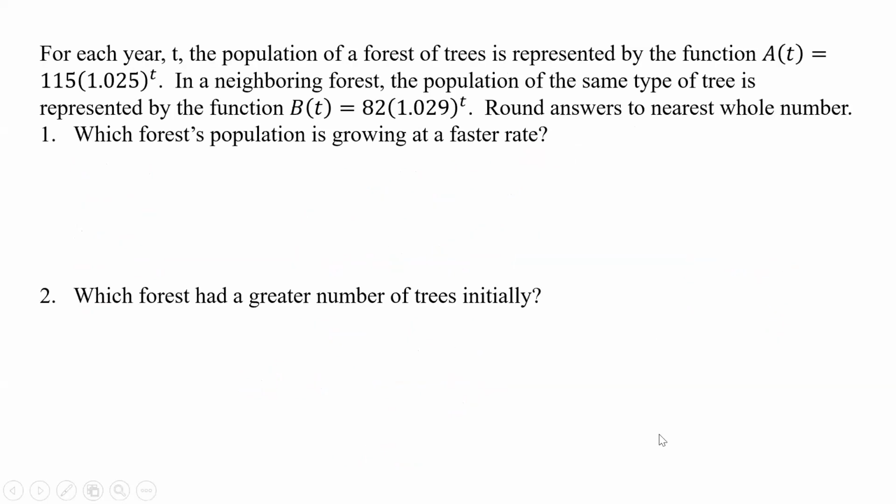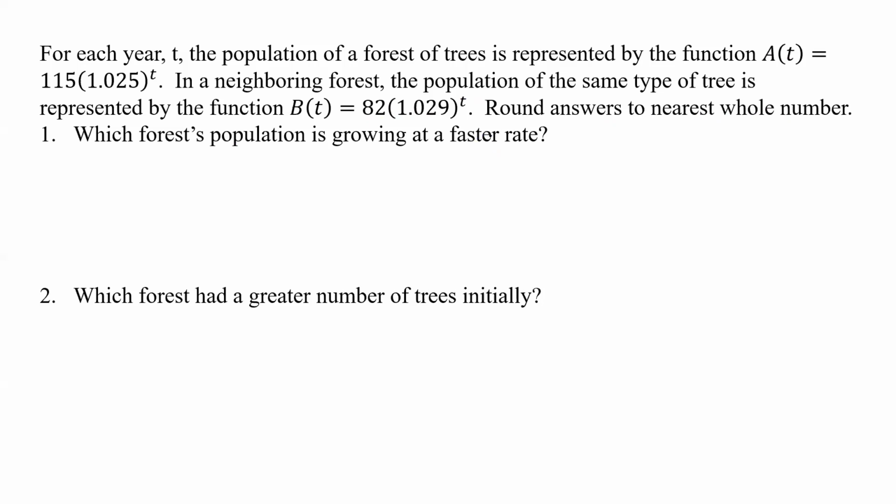All right, so our next one says, for each year t, the population of a forest of trees is represented by the function A of t equals 115 times 1.025 raised to the power t. A neighboring forest, the population of the same type of tree, is represented by B of t, so that way we can differentiate them, A and B, equals 82 times 1.029 raised to the power t. And we need to round answers to the nearest whole number when possible. All right, so which forest population is growing at a faster rate?